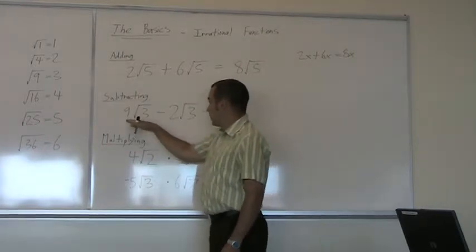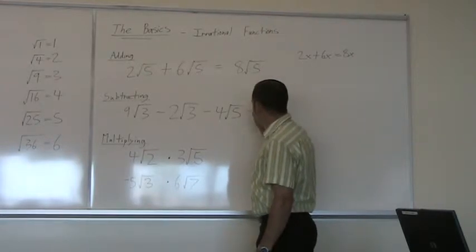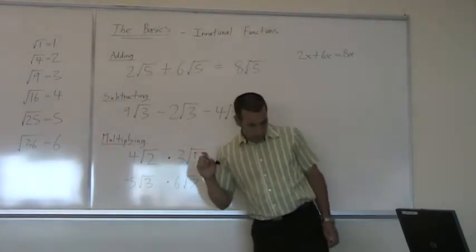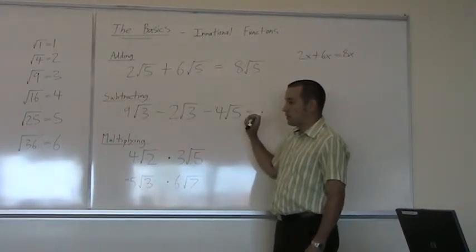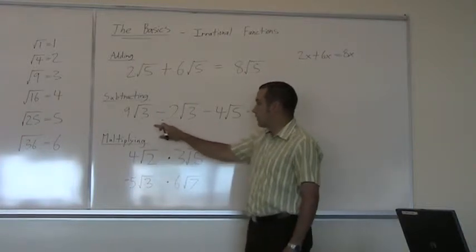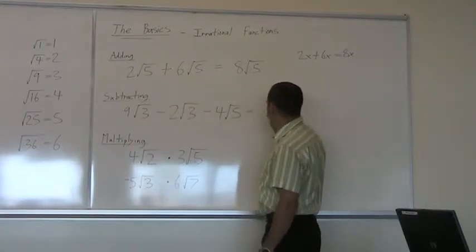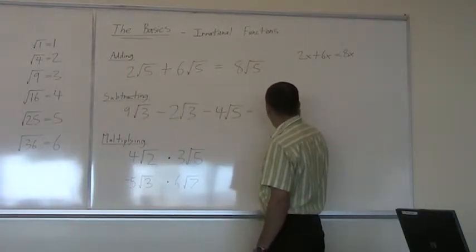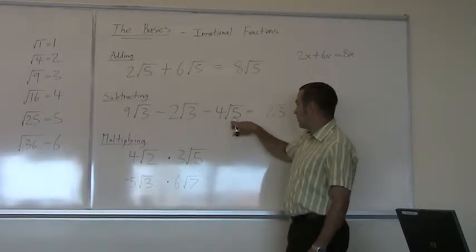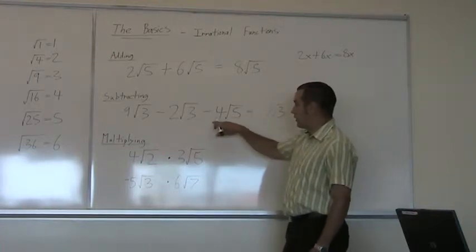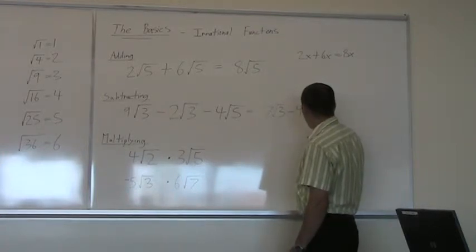Right here. 9 square root of 3, subtract 2 square root of 3, subtract 4 square root of 5. I've added one more little tidbit in here so I can explain something about adding and subtracting these. In order to add or subtract them, they have to have the same square root function here. So I can take 9 square root of 3 and subtract 2 square root of 3. That'll give me 9 subtract 2 gives me 7 square root of 3. This is not a square root of 3, it's a square root of 5. So we cannot include it in. So we can't go 7 subtract 4. And so this just gets tacked on the end, subtract 4 square root of 5.